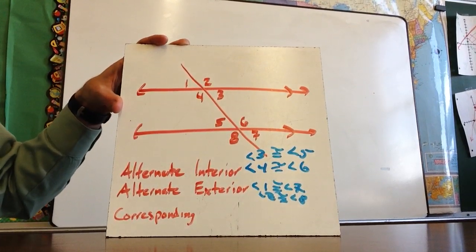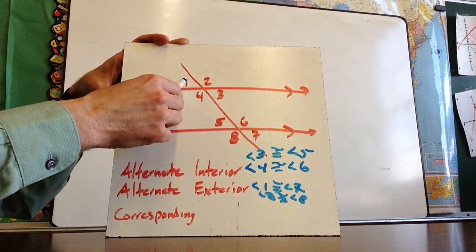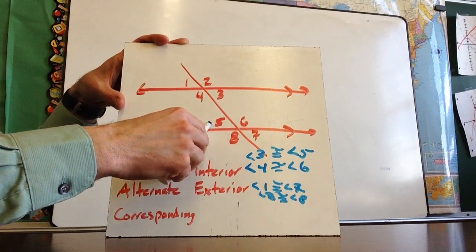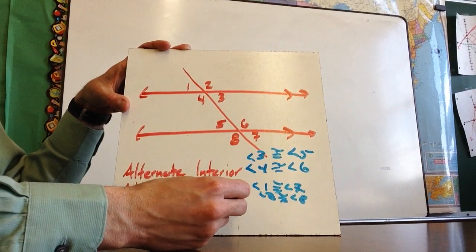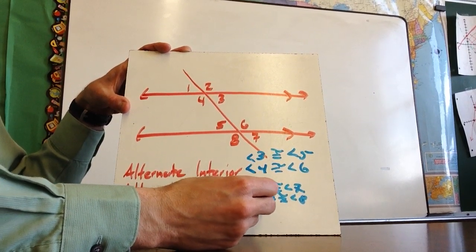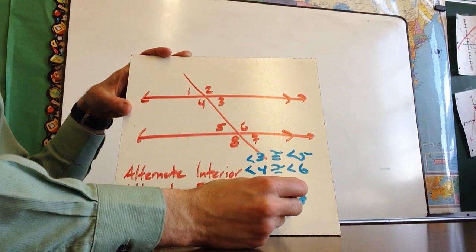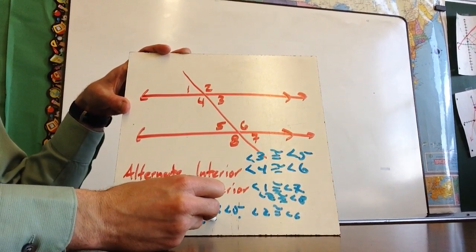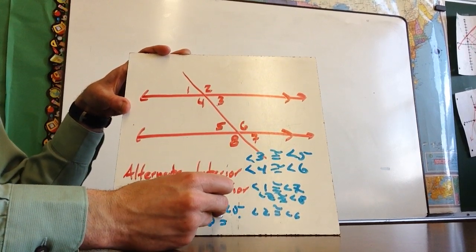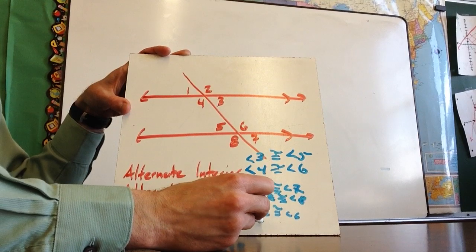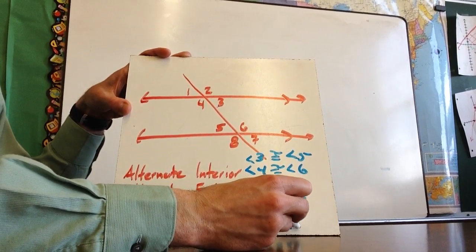Corresponding angles are angles that are in the same spot on each of the lines. For example, this 1 is in the same spot as this 5. So angle 1 corresponds to angle 5. Angle 2 corresponds to angle 6. Angle 3, which is here, corresponds to angle 7. And angle 4 corresponds with angle 8.